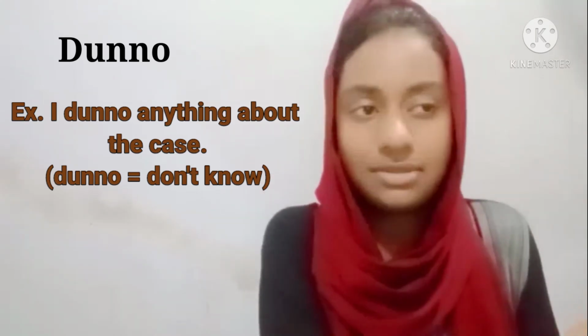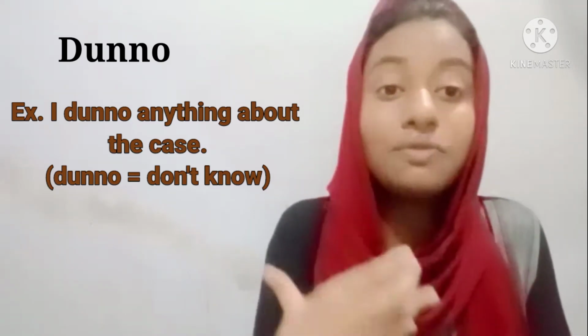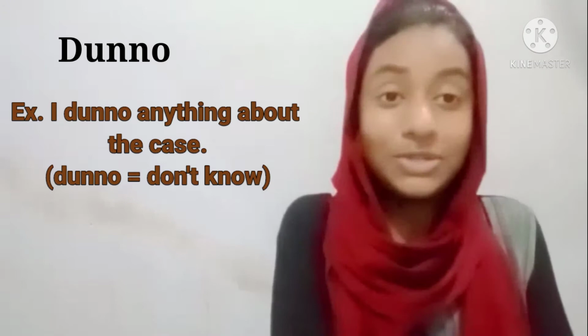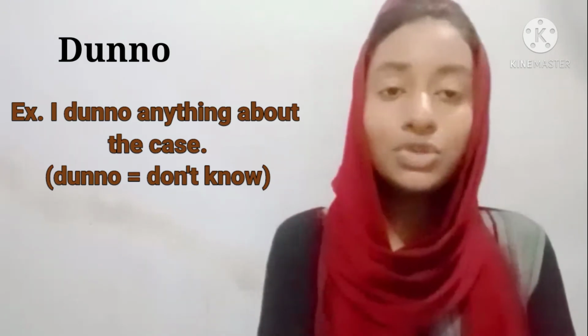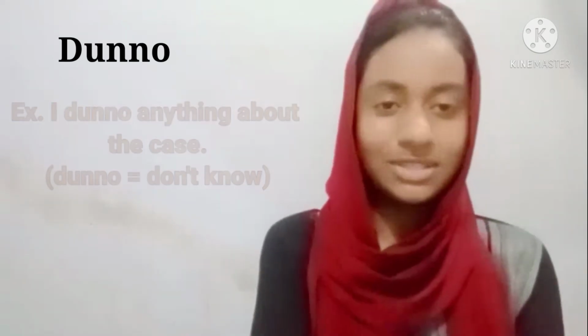I don't know about this at all. I don't know about this. Just speak a little bit faster. Just use dunno. Don't use I don't know. It's kind of a big sentence, so you were just using dunno. I dunno. All right. The 12th one is lemme.